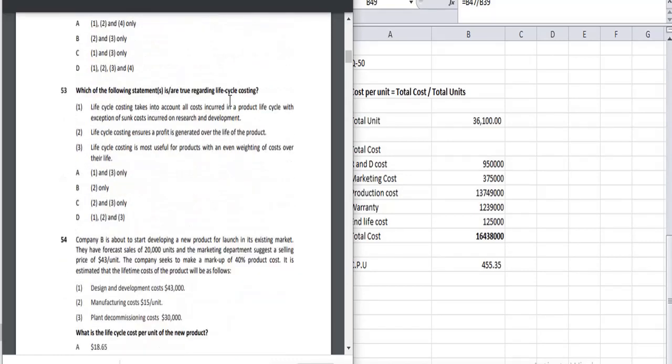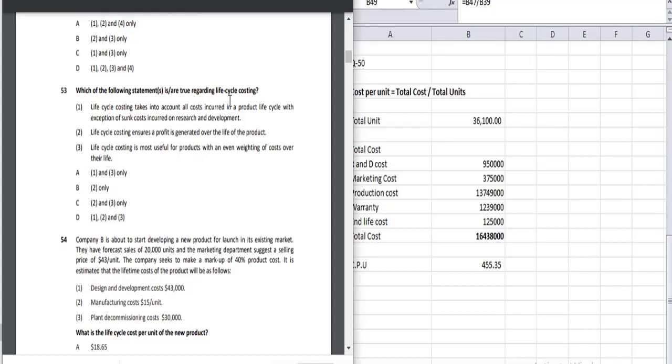Next 54. Which of the following statements are true regarding life cycle costing? Again life cycle costing के लिए, this one: life cycle costing takes into account all costs incurred in the product life cycle with the exception of some costs incurred on research and development. नहीं, यहाँ पे जो भी cost incur होता है, even तो irrelevant क्यों ना हो, हम लोग वो भी लेते हैं. But एक चीज़ याद रखना, हम लोग opportunity cost नहीं लेते हैं यहाँ पे, ठीक है, life cycle costing में. So this is the false.